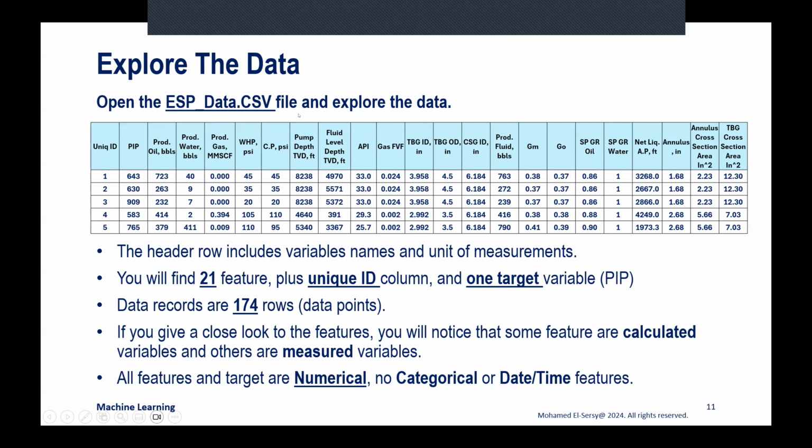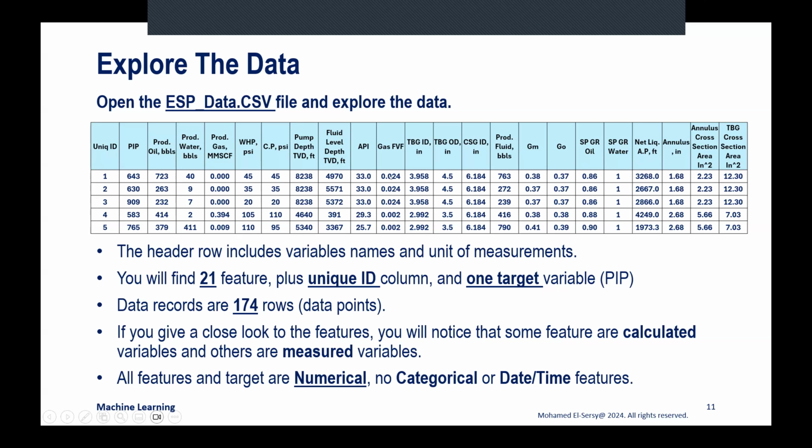The CSV file or Excel file has a unique ID. This is the first column. Then the pump intake pressure that we want to estimate, and you will see here 2021 features. Some of them are calculated variables, like the oil production rate and water production rate, and you will see here production fluid. This is the summation of production oil and production water. And you will see the casing pressure, pump depths, and fluid level. And you will see here the net liquid above the pump. It's calculated. It's the difference between this column and this column.